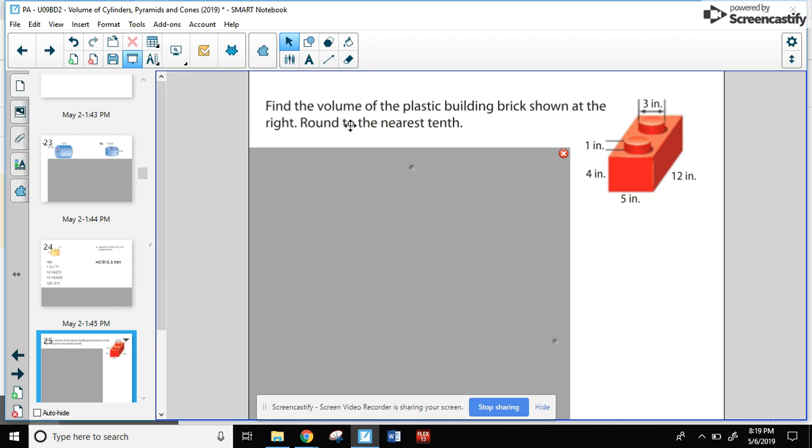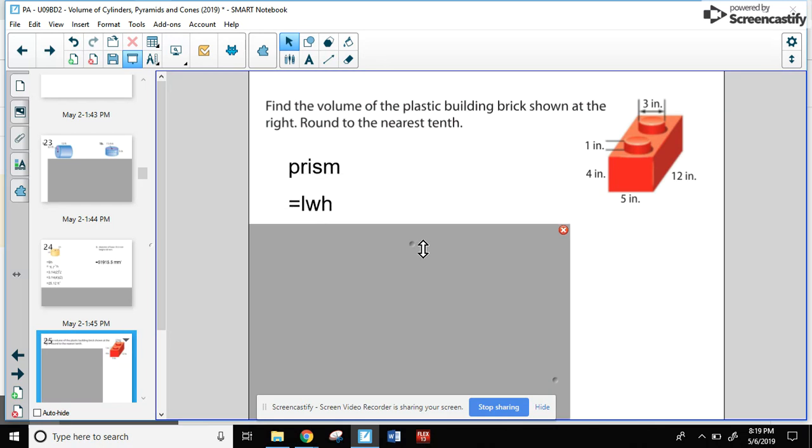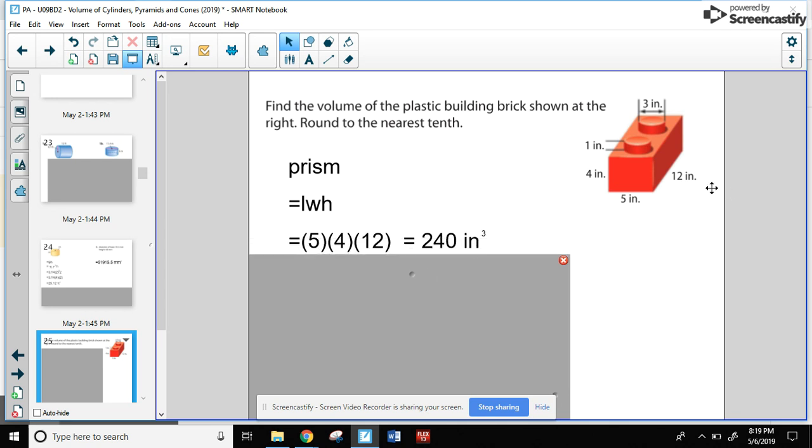Next problem altogether, find the volume of the plastic building brick shown at the right. I know it's a Lego, but Lego's trademarked. So round to the nearest tenth. So first we need to figure out, what are my shapes? My shapes are a rectangular prism and a cylinder. I know how to calculate the volume for both. And then I'm going to add them. So I know prism is length times width times height. So I do 5 by 4 by 12, which is 5 by 4 is 20. 20 times 12 is 240 inches cubed.